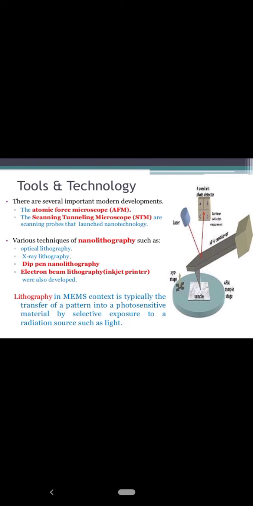Now let's see the tools and technology that are used. There are several important modern developments. The atomic force microscope, whose short name is AFM, and the scanning tunneling microscope. These are scanning probes that launched nanotechnology. Techniques included in nanolithography are optical lithography, X-ray lithography, dip pen nanolithography, and electron beam lithography.